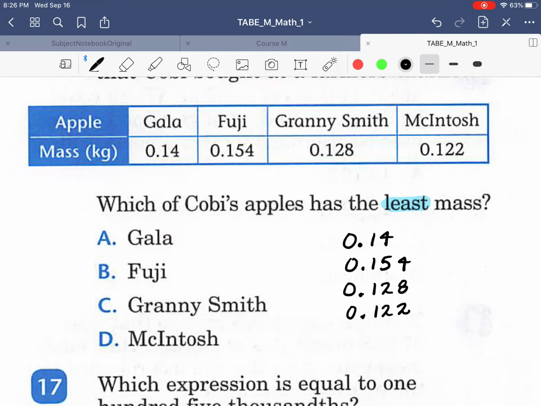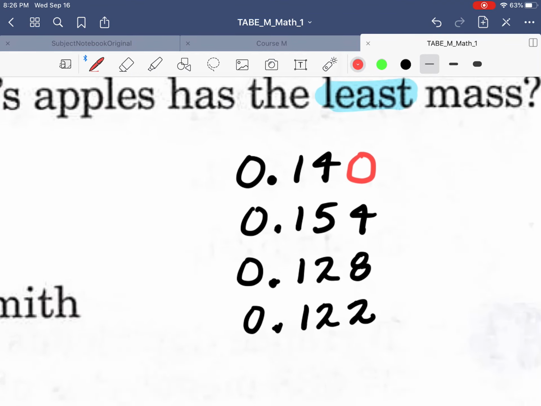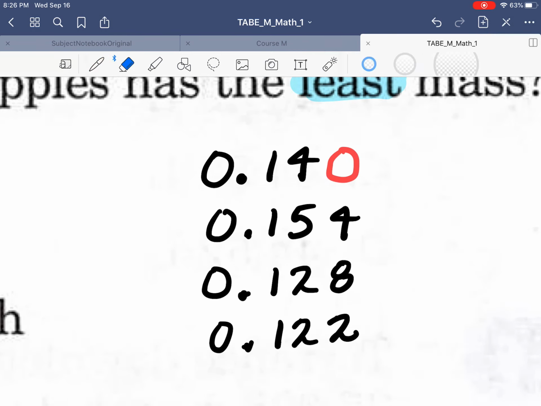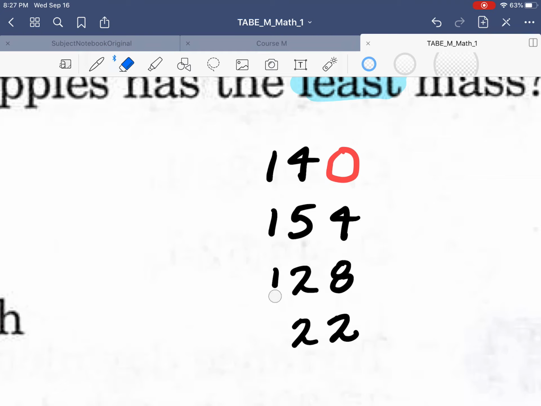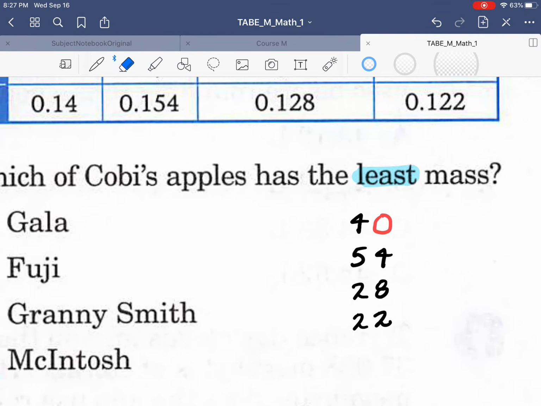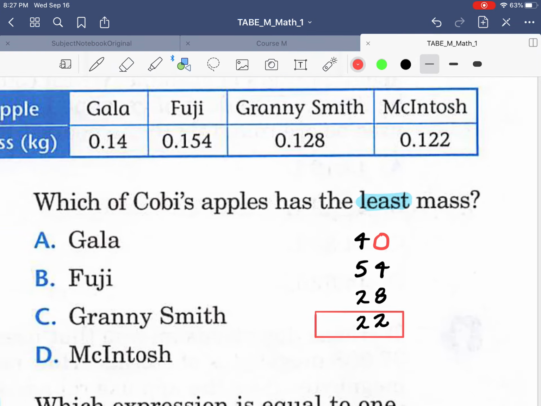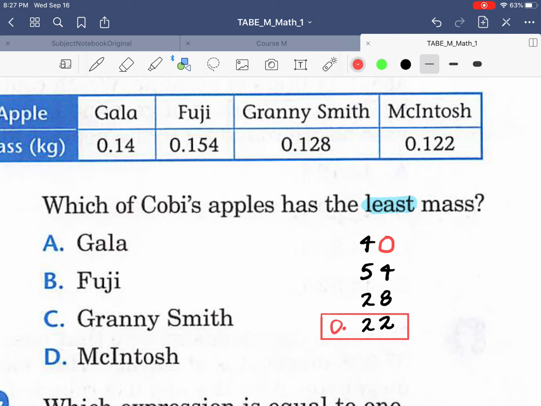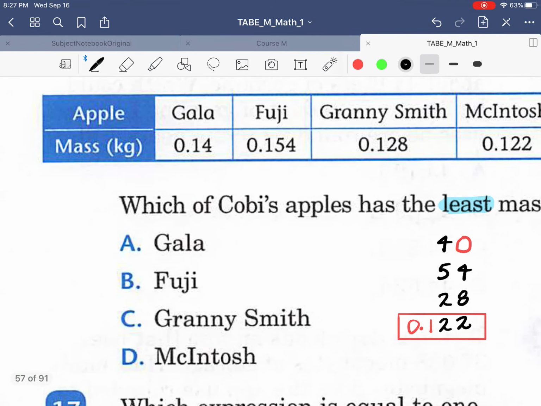Okay, I'm going to fill in that space with a 0 so that everything lines up. Take off the zeros and the ones. Those don't help me at all. Which of these numbers left is the smallest? It's this one, the 22. And that goes with this number. If you put those back in, that's the Macintosh. So the answer to number 16 is D.